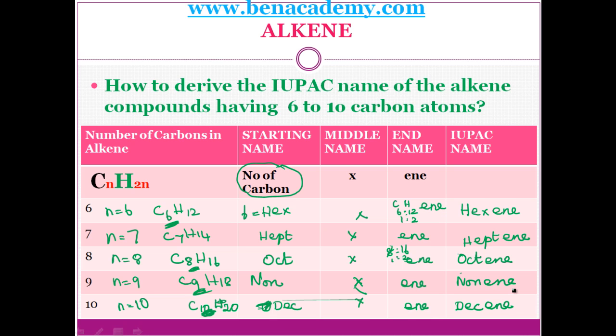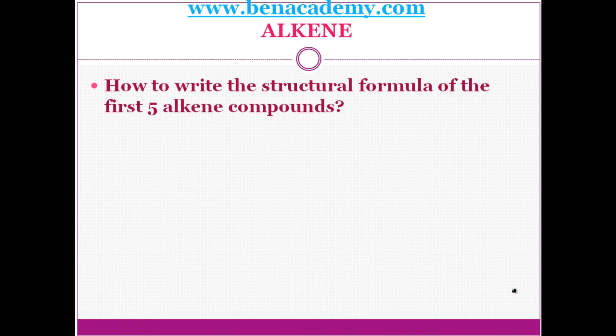Okay, hope you understood how to derive the formula for the first 10 alkene compounds. Now, how to write the structural formula of the first 5 alkene compounds? Before we start writing any structural formula, we should always remember the valency of carbon and hydrogen. The valency of carbon is 4, the valency of hydrogen is 1. So a carbon should have only 4 bonds. It cannot have less or more than 4 bonds. Similarly, hydrogen can have only 1 bond. It cannot have more, because its valency is only 1.